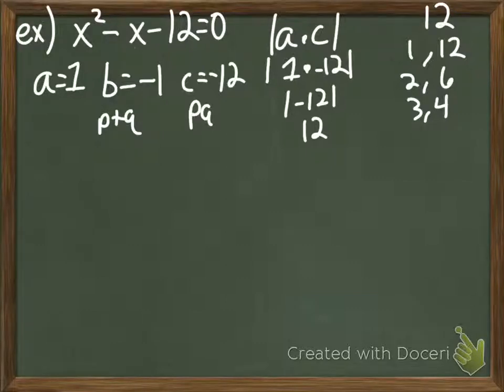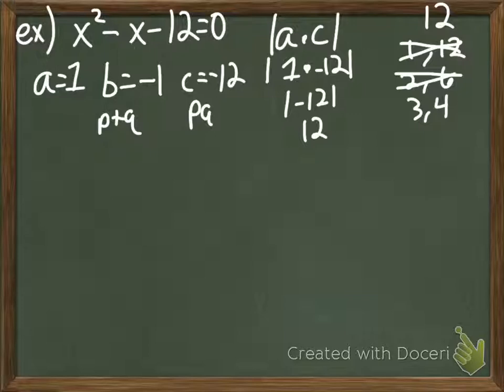So I'll start here at the top, this 1 and 12. Well, there's no way I can get 1 and 12 to equal -1, so that choice is out. 2 and 6, if we look at it and think, there's no way we can get that. So that just leaves 3 and 4. So I need to add a 3 and a 4 together to get a -1.